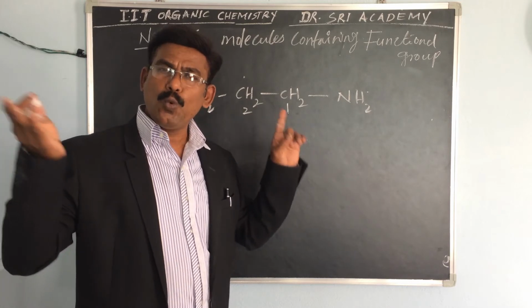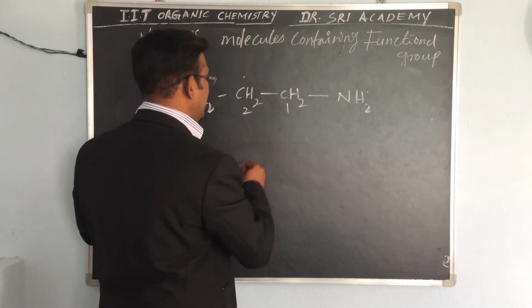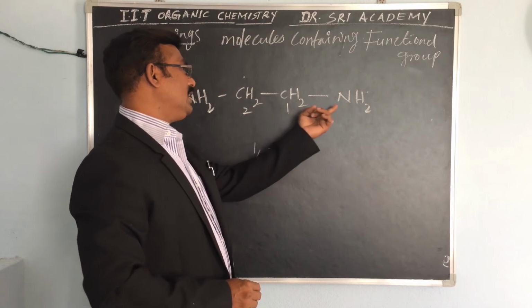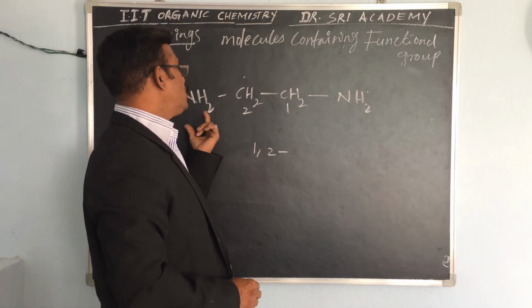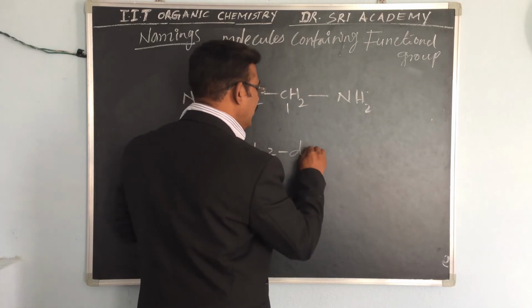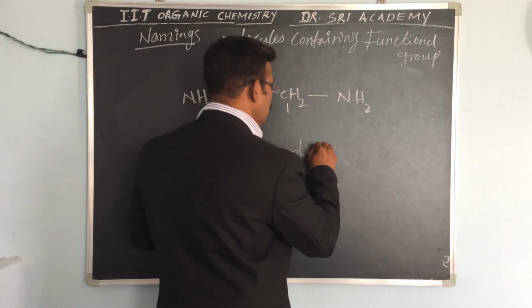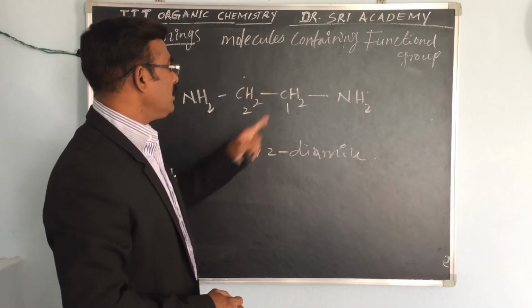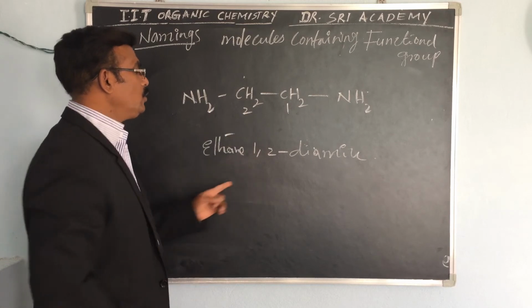The positions are 1, 2, di, 1, 2. 1 position containing the amine group, 2 position containing the another amine group. So 1, 2, the same is there, di, tri, like that. So 1, 2 diamine. So ethane 1, 2 diamine. Ethane 1, 2 diamine.